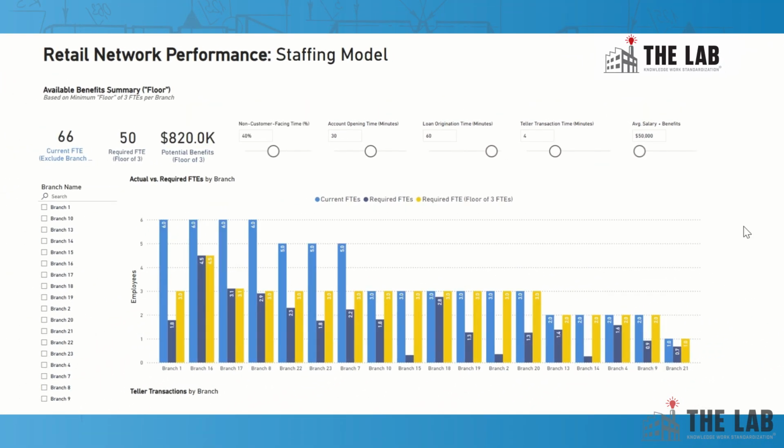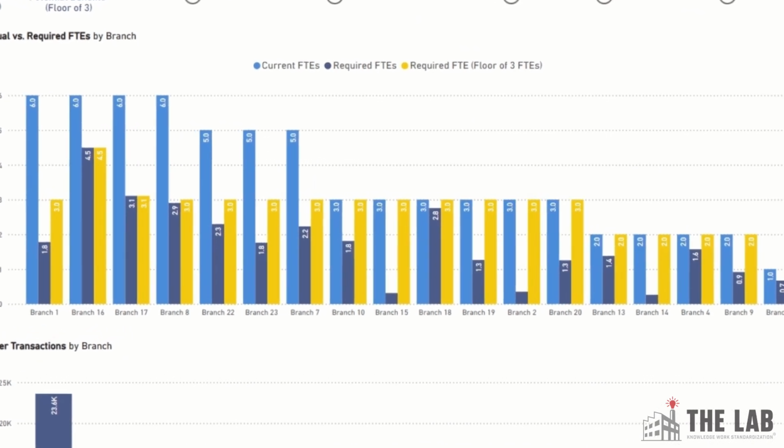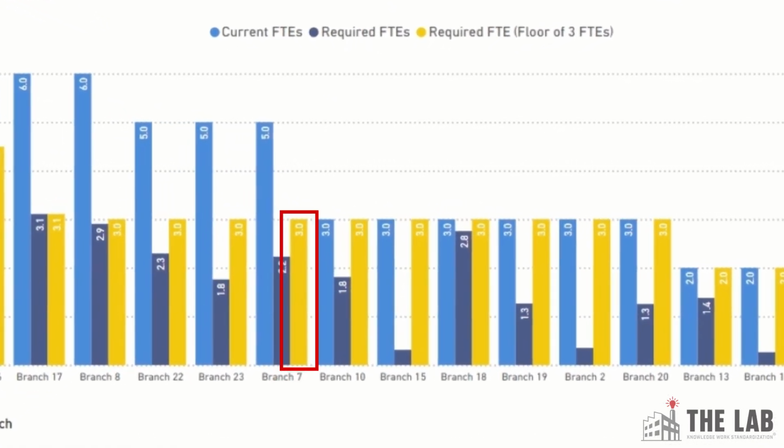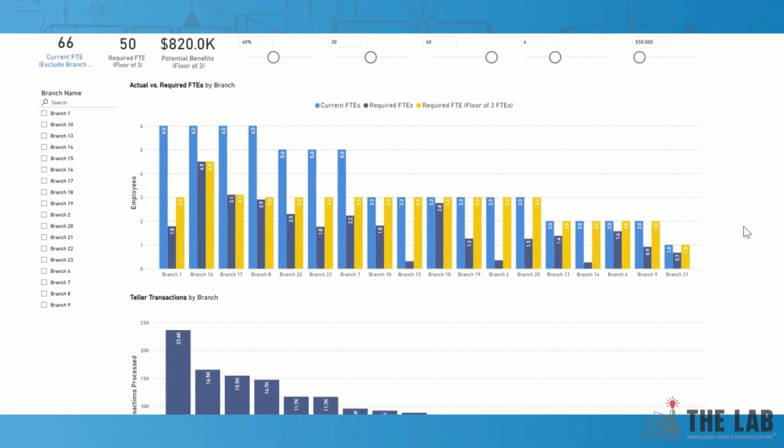Now check this out. Here's actual versus required FTEs, sorted by branch and color-coded for easy viewing. The yellow bars indicate the floor of 3 FTEs per branch, as we'd mentioned as the industry benchmark. The dark blue bars show how many FTEs are needed to actually do the work, and the light blue bars show you the actual number of FTEs at each branch. So it's easy to see at a glance the actual versus required staffing. In this example, look at how overstaffed some of these branches are.